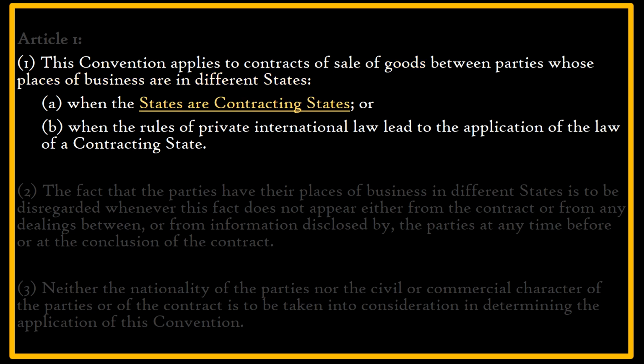If the states are contracting states. Now, contracting states here does not mean that the nations, that the countries are a party to the contract. What it means is that the countries are a party to the CISG, that they are signatories of the CISG.